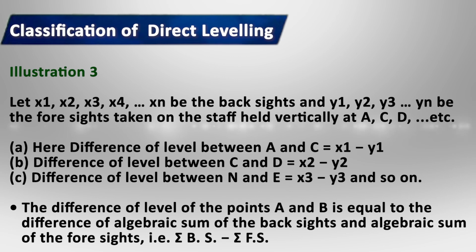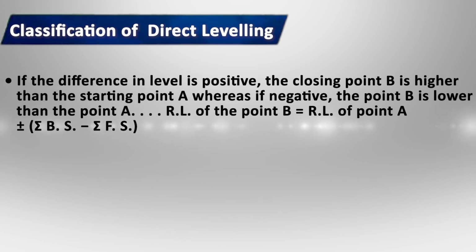The difference of level between points A and B is equal to the difference of the algebraic sum of the backsights and the algebraic sum of the foresights, that is, sigma backsight minus sigma foresight. So, if the difference in level is positive, then the closing point B is higher than the starting point A, whereas if negative, point B is lower than point A. Reduced level of point B will be equal to reduced level of point A plus or minus the sigma backsight minus sigma foresight.